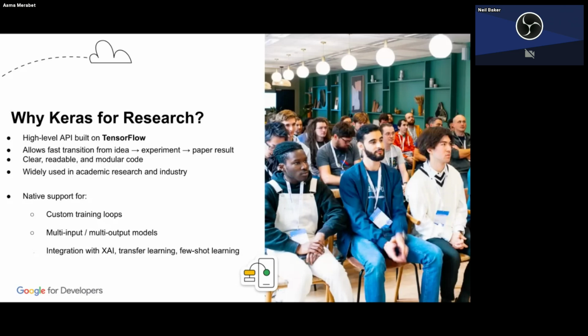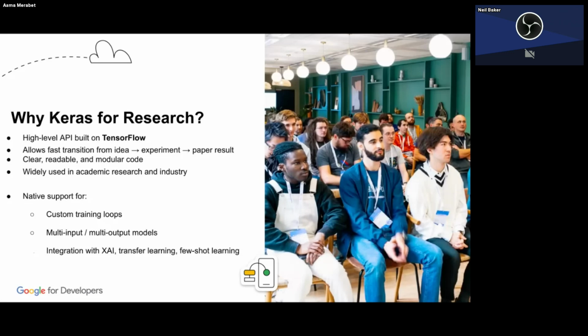Instead of managing sessions and placeholders and complex tensor manipulations, we can work with a clean abstraction, less code to debug, and more time for actual research, because the point in research is to find new contributions and new ideas. The second is that Keras is very fast, so it enables a fast transition from idea to experiment to paper result, which is very important in academia.